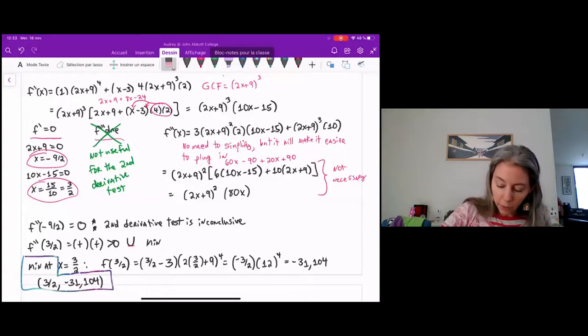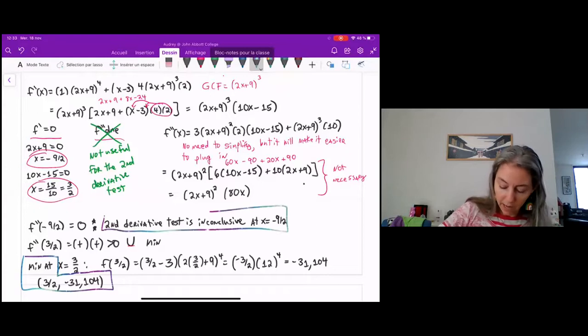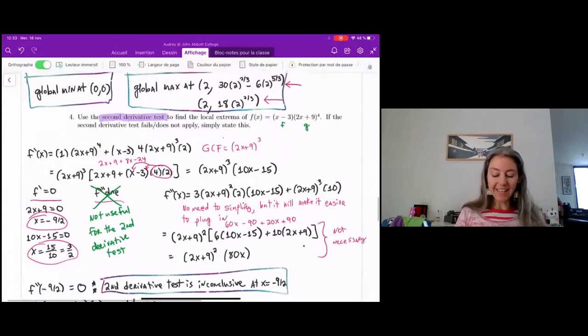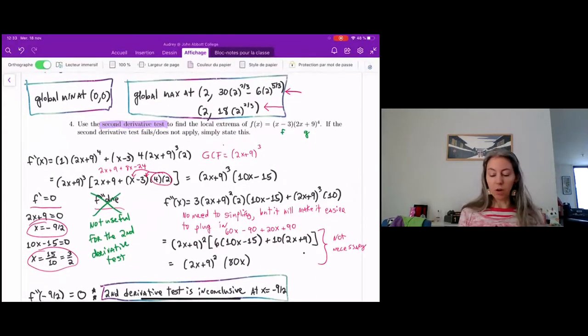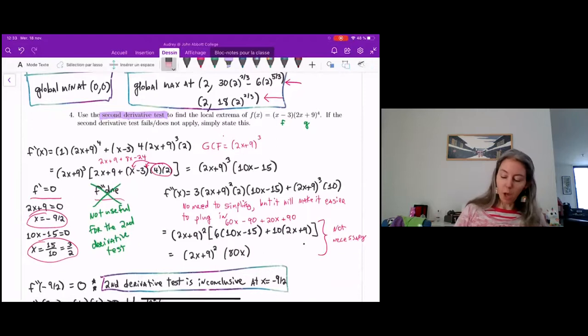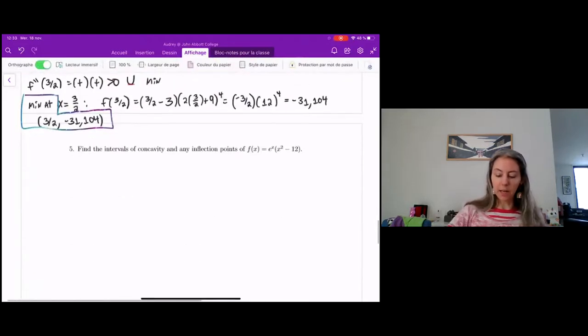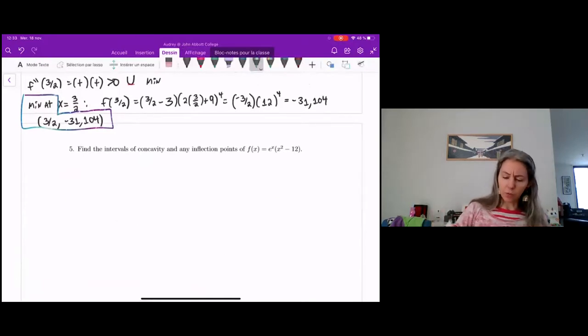And then we also have the second derivative test is inconclusive at x equals negative 9 over 2, which is also an important part of the answer because we were told if the second derivative test fails, does not apply, simply state this. So here it just failed, it was inconclusive. All right, one problem left to do here, guys. We are almost done. Intervals of concavity and inflection points of this thing. Let's get through this fast.